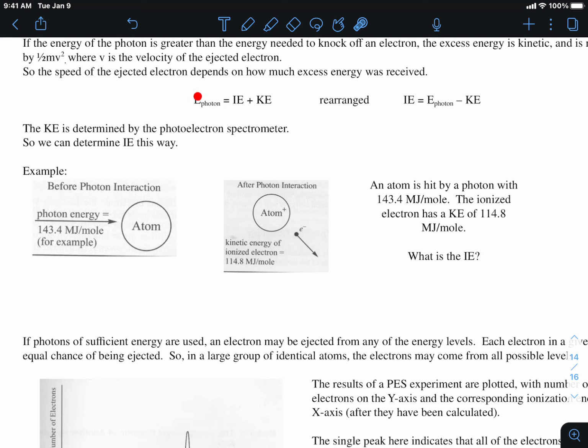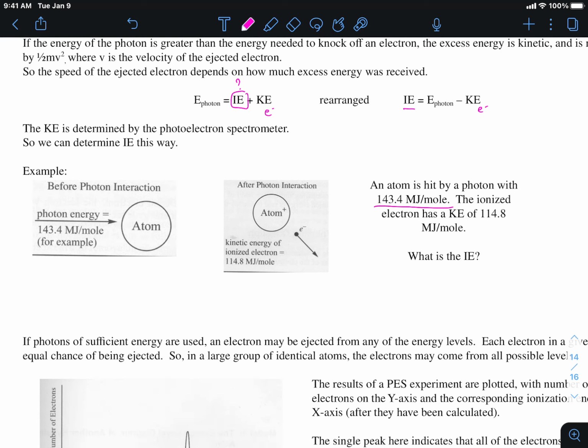So the energy of the photon is equal to the sum of the kinetic energy of the electron and the ionization energy. And since this is what we're trying to find, we rearrange to solve. We can find the ionization energy simply by subtracting the kinetic energy of the electron from the energy of the photon. All right, energy is conserved, so you can assume the difference. That's the reason.